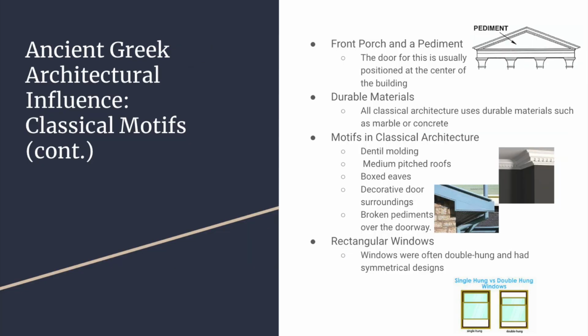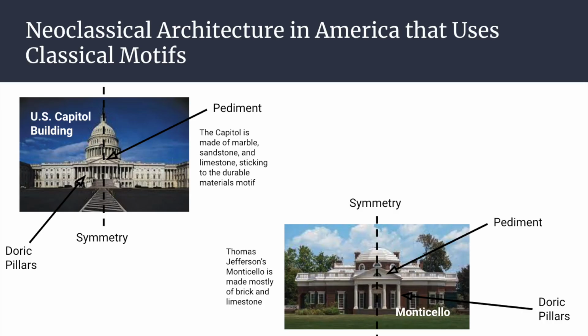I'm running out of time here, but I just wanted to quickly mention some of the durable materials. Classical Greek architecture used a lot of marble, limestone, and concrete. Various decorative motifs used balance, proportion, and a lot of refined details. They used dentil molding, medium-pitched roofs, boxed eaves, and decorative door surroundings. They also used broken pediments and rectangular windows.